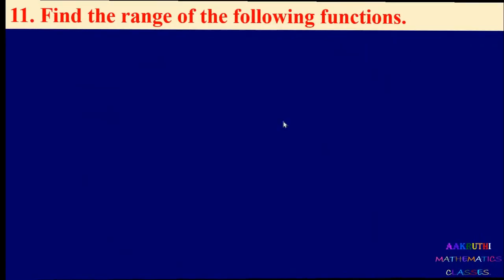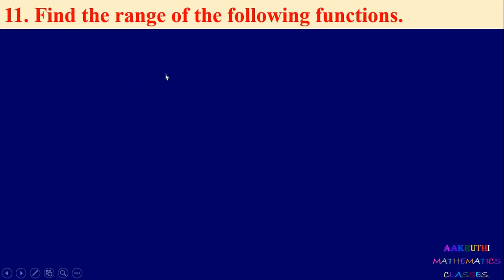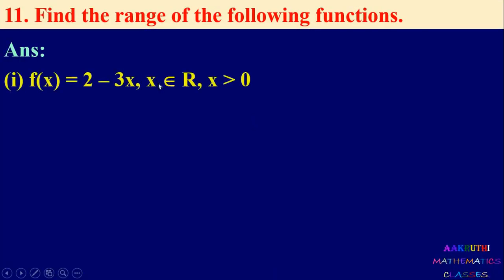The next problem, find the range of the following function. First function, it is f of x is 2 minus 3x when x belongs to R, or all x is greater than 0. When we substitute x equal to 0, we get f of 0 is 2 minus 3 into 0, that is, we get 2. That is, when x is nearly equal to 0, we get f of x is nearly equal to 2. So therefore, highest value possible is nearly equal to 2.